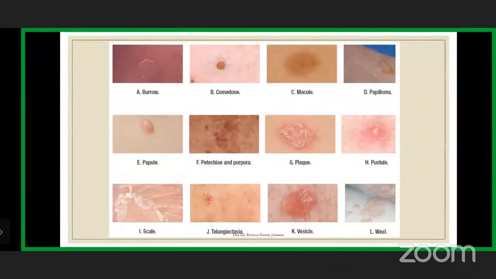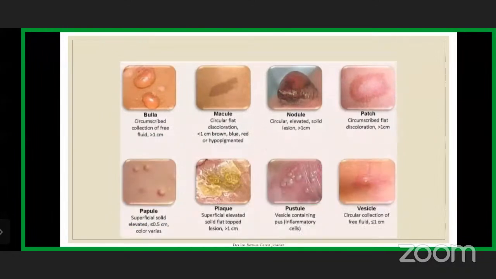Again, we have another picture. Now there are photographs showing us more skin lesions with more details, with more ways of talking about them. Burrow, comedo, macule, papilloma, papule, petechia and purpura, plaque, pustule, scale, telangiectasia, vesicle, and wheal. So practice the vocabulary, memorize these words, memorize the skin lesions, okay?